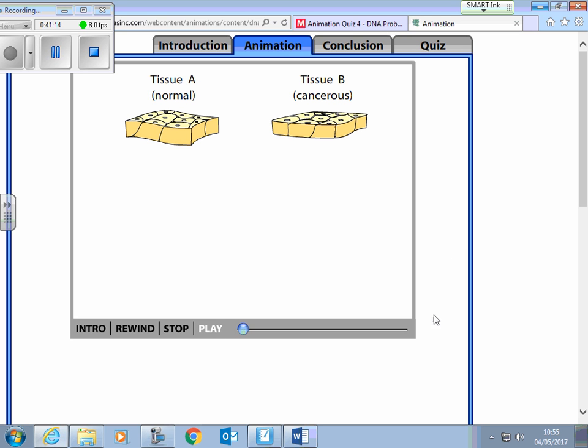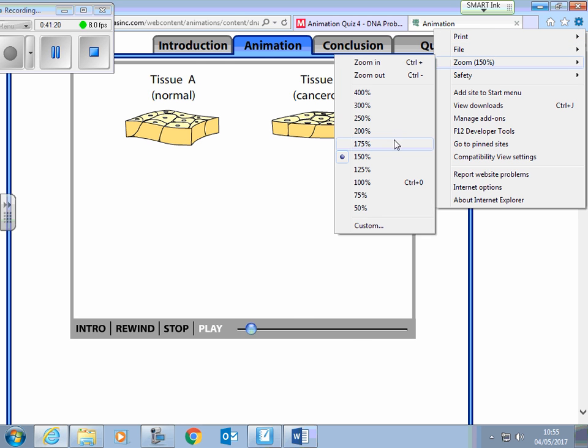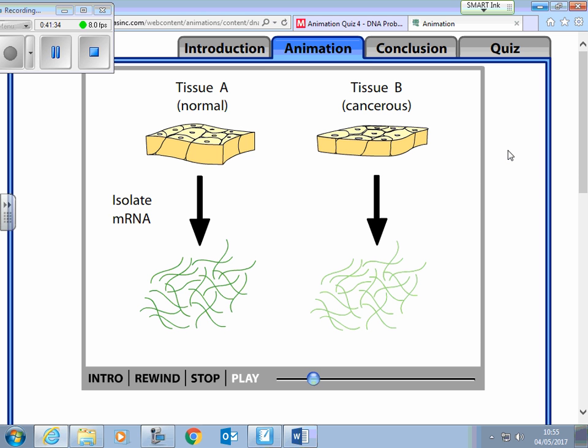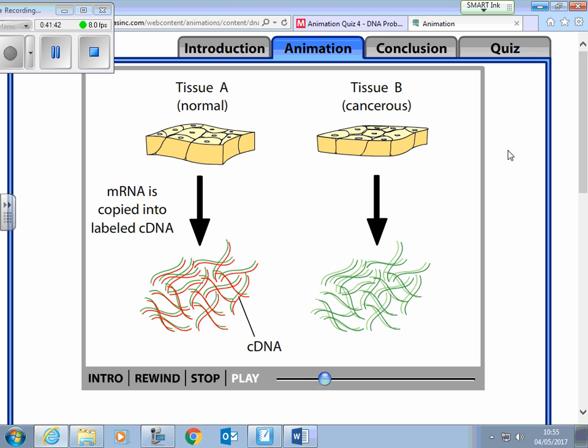DNA chip technology permits an investigator to rapidly determine which genes are expressed by a cell or tissue. To understand how a DNA chip works, let's consider an experiment in which we want to compare the genes that are expressed in normal and cancerous tissue. When a gene is expressed, it is transcribed into mRNA, shown here in green. In this experiment, the mRNAs from the two tissues are isolated and converted into complementary strands of DNA called cDNA by the enzyme reverse transcriptase. To distinguish between the two pools of cDNAs, they are fluorescently labeled with different colored markers.